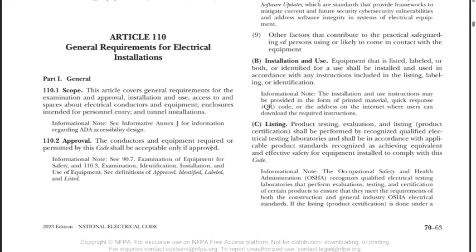Now, as I have pointed out, things have to be labeled, things have to be listed. You can find it here in the informational note. Use of equipment, see definitions for approved, identified, labeled, and listed. There is our word.